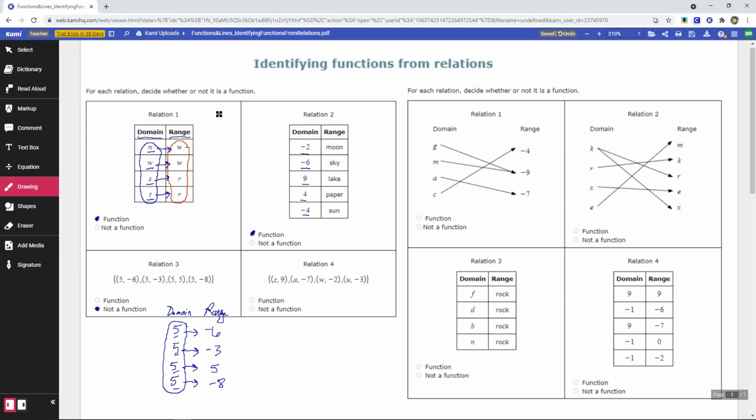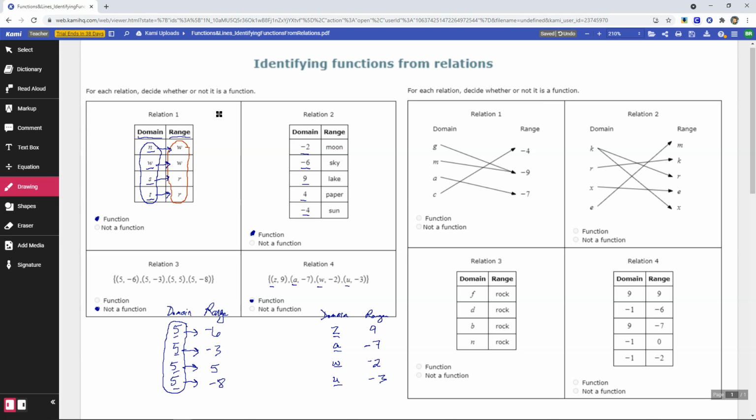In relation 4, again, they just gave us ordered pairs, so we have to look at all of our x values for the domain. So our domain is Z, A, W, and U, and our range is 9, -7, -2, and -3. All of our elements in the domain are unique, so we know right away that this is a function.